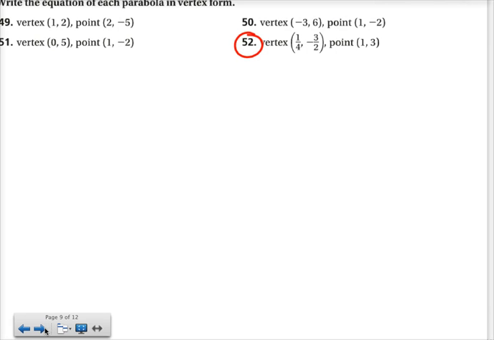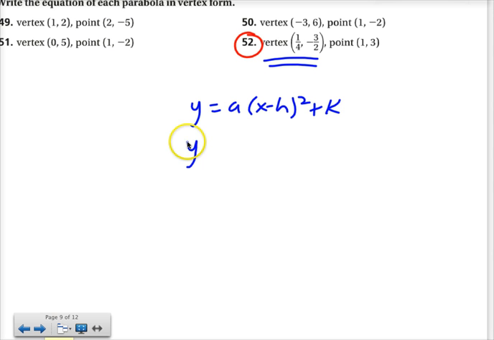All right, then number 52 says find the equation of a parabola in vertex form, and they're giving me the vertex. So again, what I want to do is take my vertex form and place h and k in there. So this will be a times x minus 1/4 squared minus 3/2.